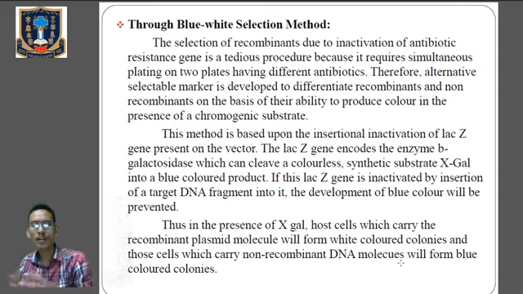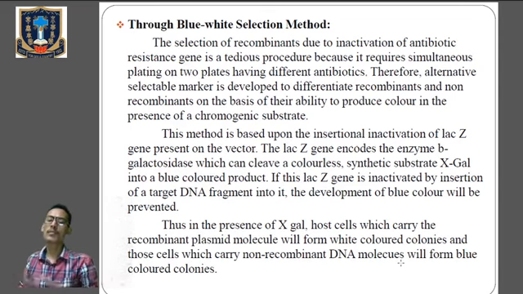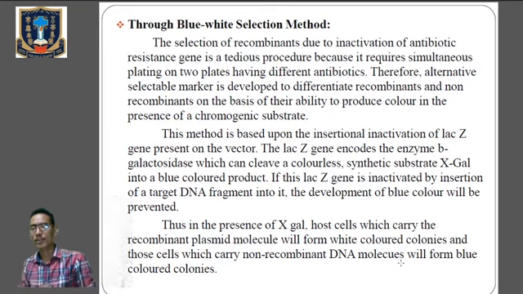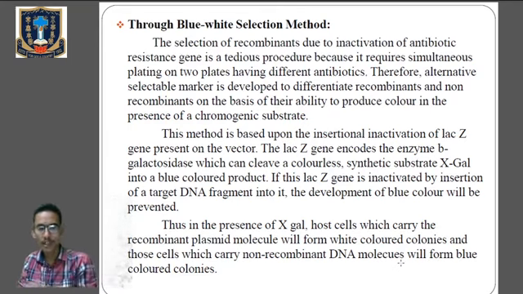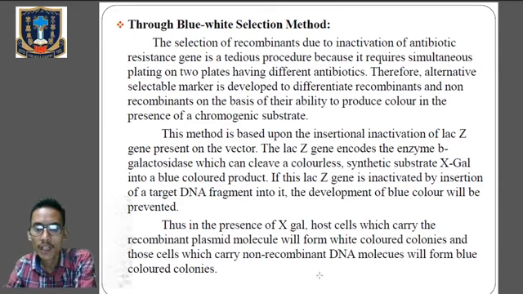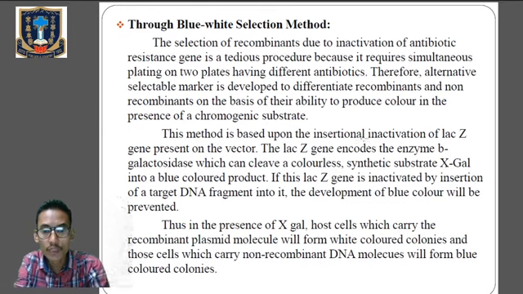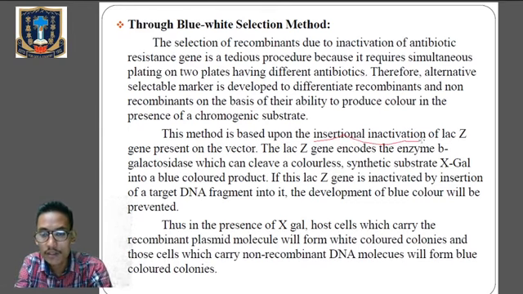Alternative selectable markers were developed to differentiate recombinant and non-recombinant cells on the basis of their ability to produce color in the presence of a chromogenic substrate. Chromogenic substrate means a substrate which will impart color, which will produce color. So this method is based upon insertional inactivation. This blue-white selection method is based on the technique of insertional inactivation of the lacZ gene present on the vector.